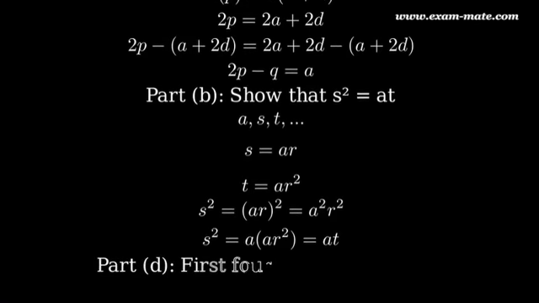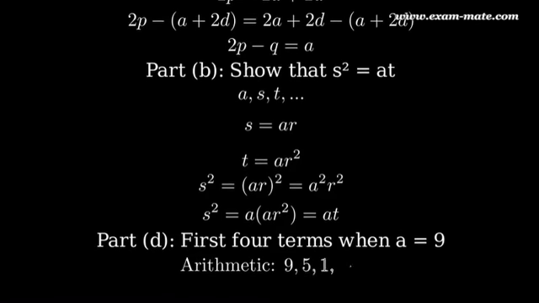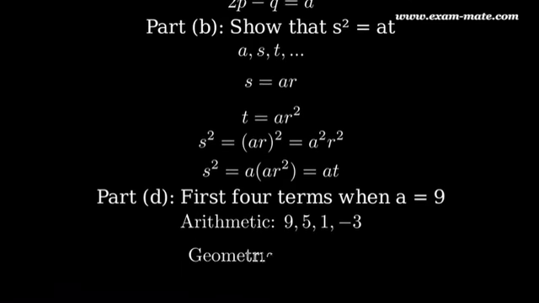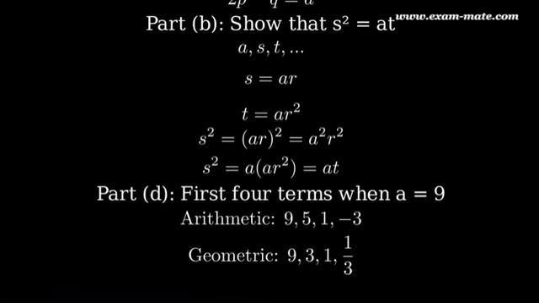For part d, let's write out the first 4 terms of both sequences when it equals 9. For the arithmetic sequence, we can find p equals 5 using the fact that it's the average of a and q. Then the sequence is 9, 5, 1, negative 3. For the geometric sequence, we can find s equals 3 using s squared equals at. The sequence is 9, 3, 1, and 1/3.